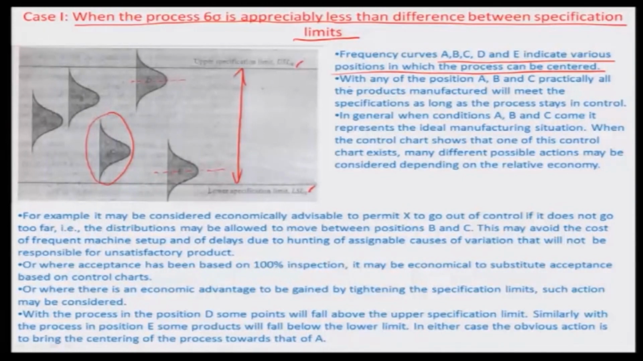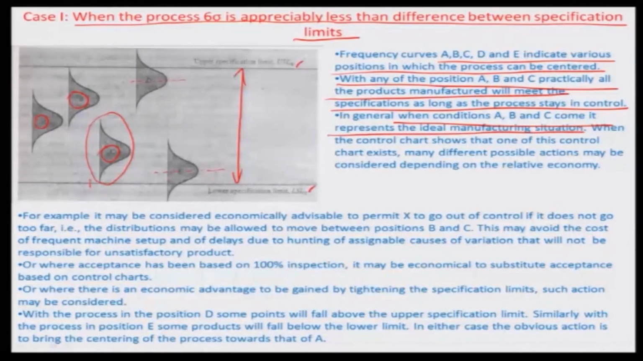So with any of the positions A, B and C, practically all the products manufactured will meet the specification as long as the process stays in control, because you can see that all these three are within the specification lines, and in fact anything outside this distribution C would just about cross the LSL, so we would not really consider them in our process. So in general, conditions A, B and C represent the ideal manufacturing situation.